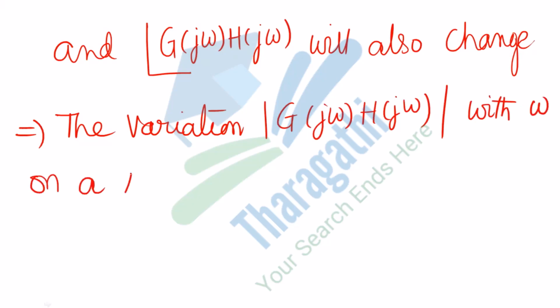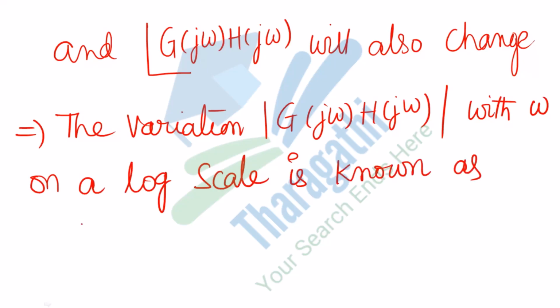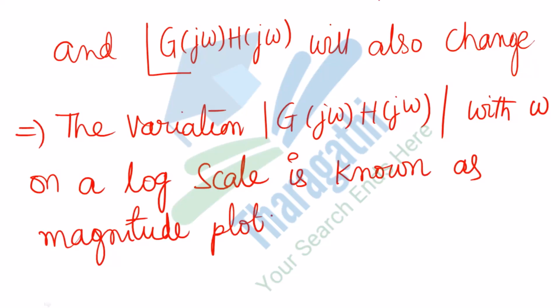So the variation of modulus of G(jω)H(jω) with ω on a logarithmic scale is known as the magnitude plot. G(jω)H(jω) is a gain, and it does not have any units. But while drawing the magnitude plot over a logarithmic scale, we need to take the logarithm of the magnitude of G(jω)H(jω).